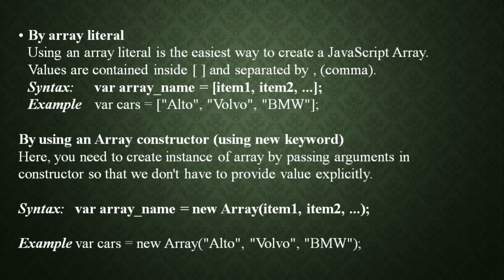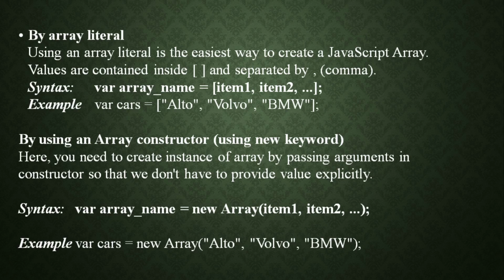here, if you see the example, array name equals to square brackets with item 1, comma, item 2, and so on to item n. Terminate with a semicolon. Array literal is the easiest way to create arrays. Values are contained inside square brackets and are separated by commas. Where cars, item 1 is, here I am using car names like Alto, Volvo, BMW.